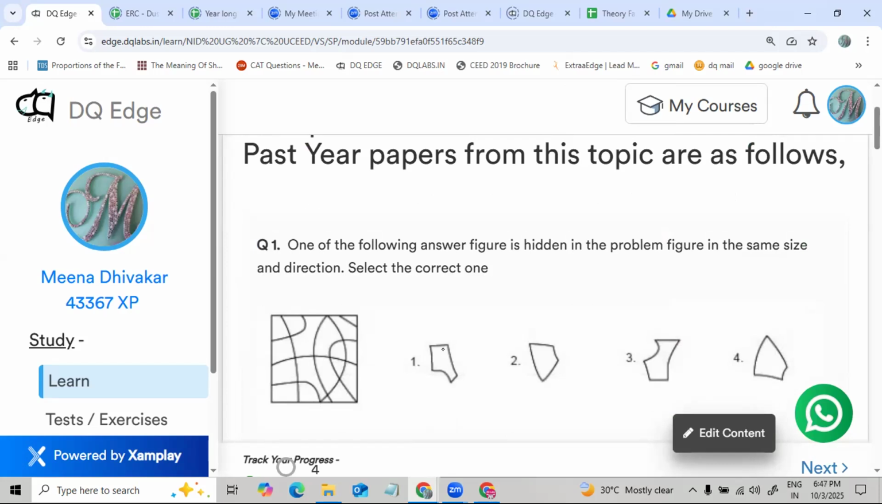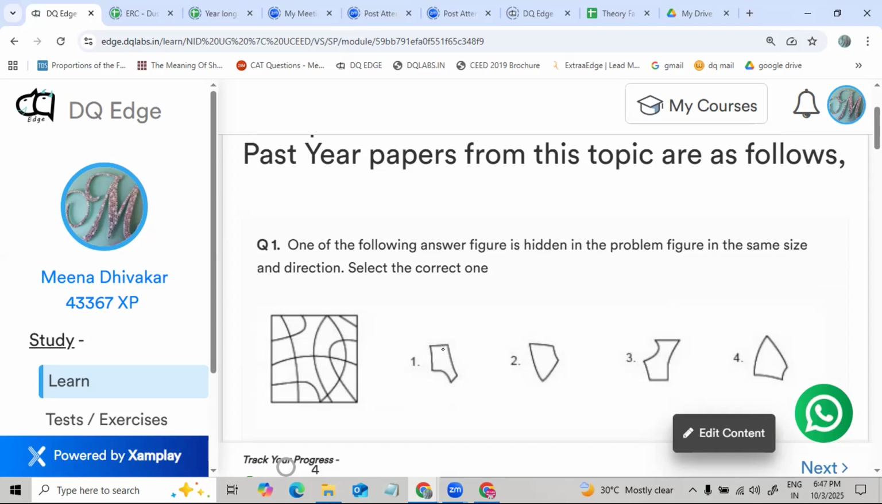This is actually a past year paper question. We have just zoomed in a little on the options, but in your question paper the figure will be the same size. Don't say, ma'am, here it's tiny and here it is big. It's not like that. We zoomed in a little to give you clarity, because you need to know what the options are, and that's the reason we zoomed in.